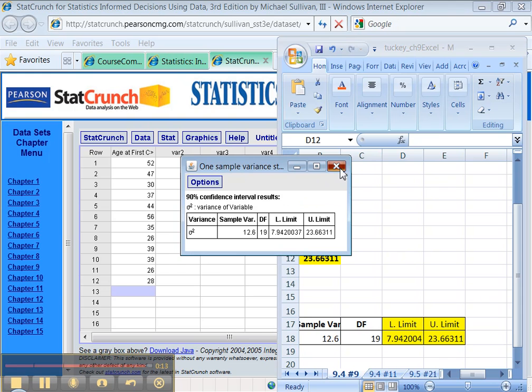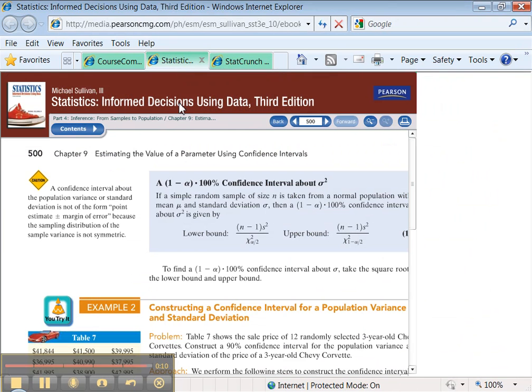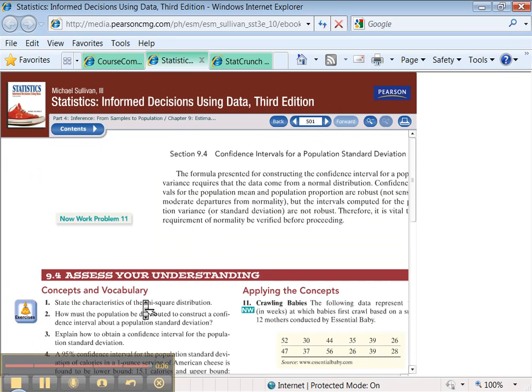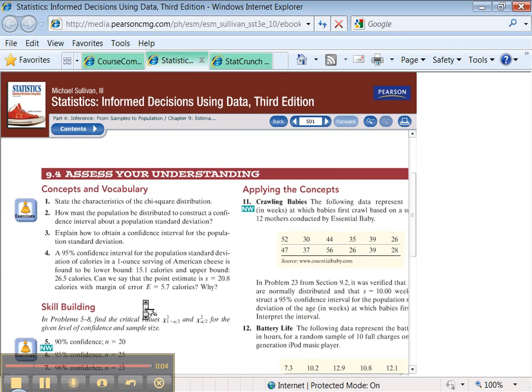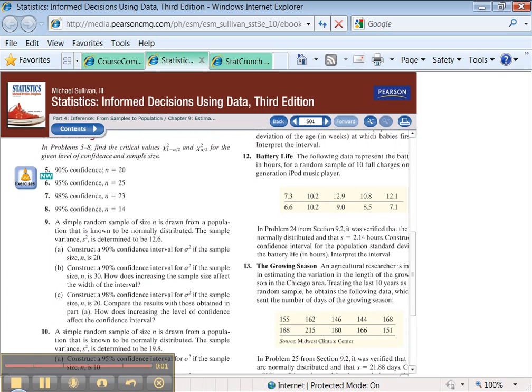Another thing I want you to see real quick before we go is that the problem only changes the numbers for parts B and C. So all you'll have to do is copy and paste and change numbers.